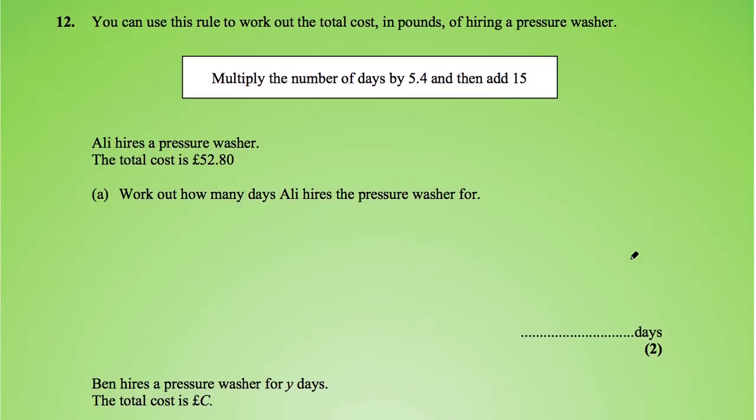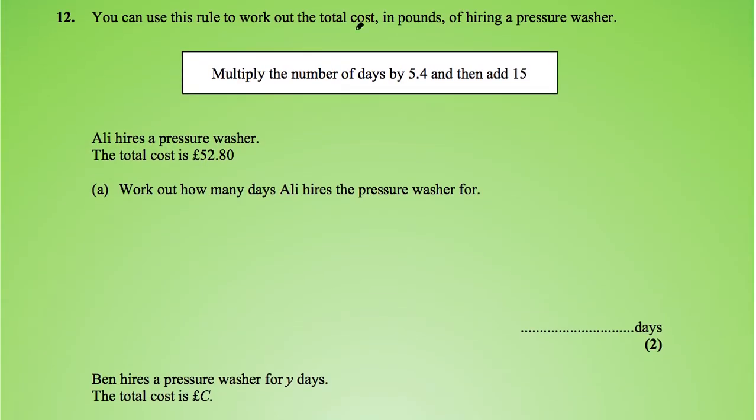Question 12. You can use this rule to work out the total cost in pounds of hiring a pressure washer. Multiply the number of days by 5.4 and then add 15. Ali hires a pressure washer. The total cost is £52.80. Work out how many days Ali hires the pressure washer for.